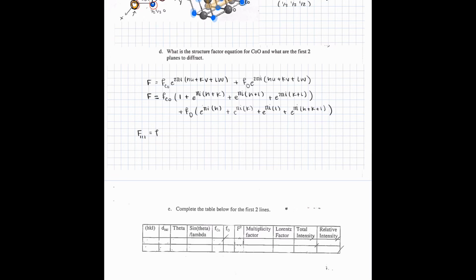So we say F111 is 1 plus e to the pi i times, all right, so now we have an h and a k. Our h here is 1, and our k is 1, and our l is also 1. So it's just going to be 1 plus 1, which is 2. Plus e to the pi i (h plus l), which is 1 plus 1, 2. Plus e to the pi i, oh, sorry, there shouldn't be a 2 there. And then once again, 2.